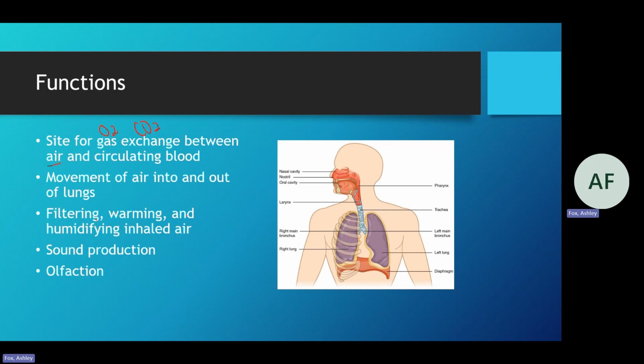Filtering, warming, and humidifying the air. This is mainly the upper respiratory tract. So this is going to be your nose, your nasal cavity, mouth if you're mouth breathing, but mainly it's going to be the nasal cavity that is going to filter with different components of the conchae and hair, warming, and it's also going to add some moisture to it because that allows better gas exchange.